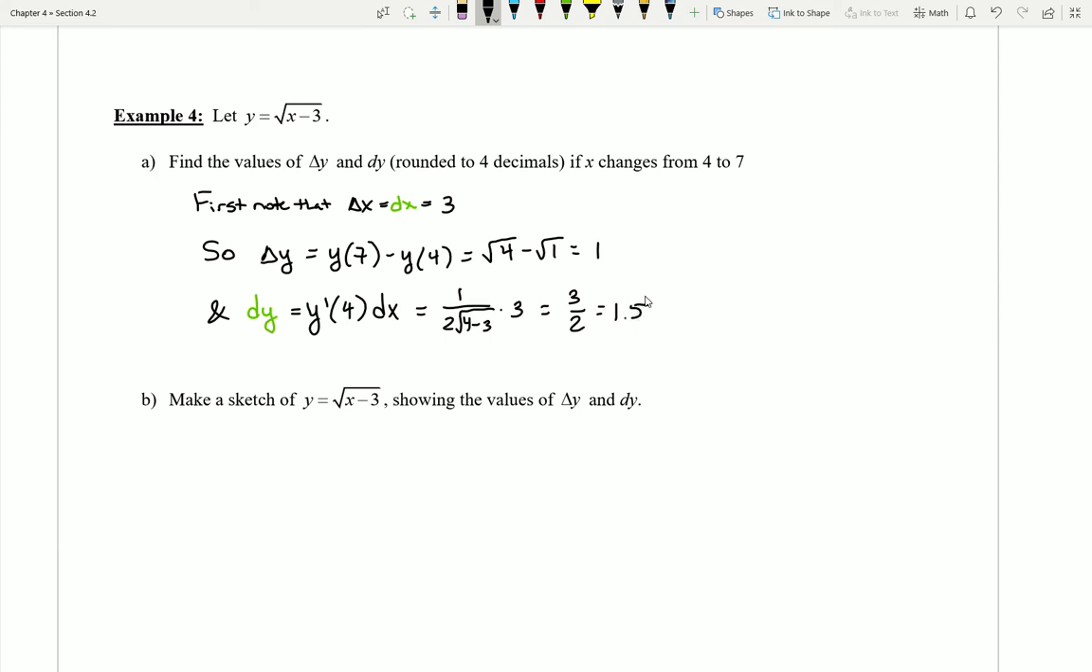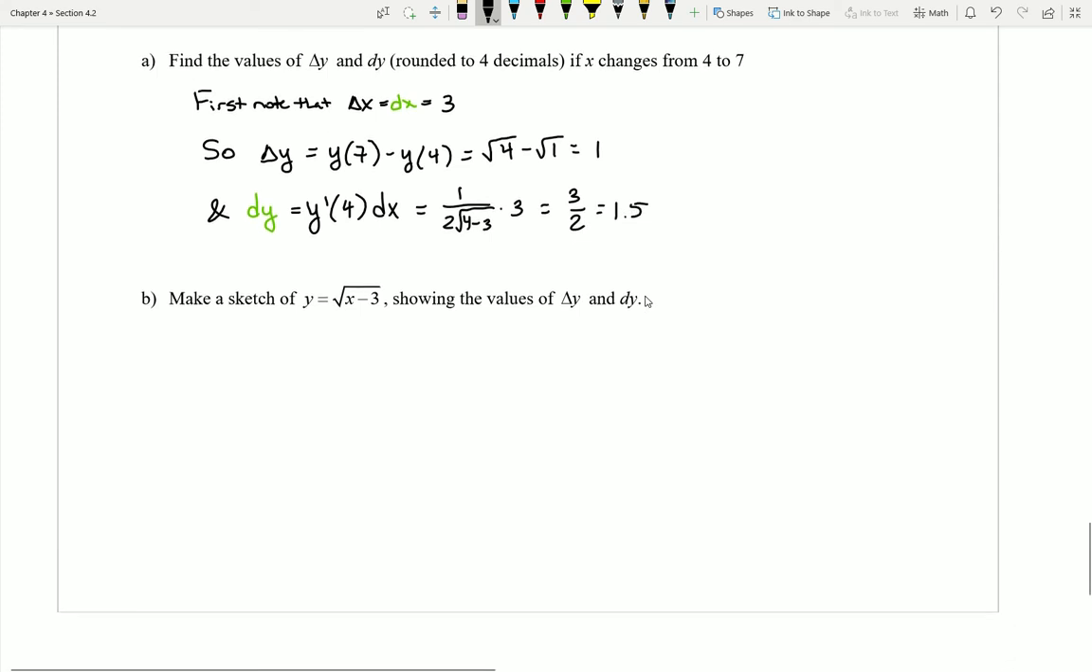So here you can see that I'm going to end up with a total value of 3 halves, or 1.5. Now in part B, I'm just going to be trying to make a sketch of this picture to understand a little bit more clearly what's actually happening here.